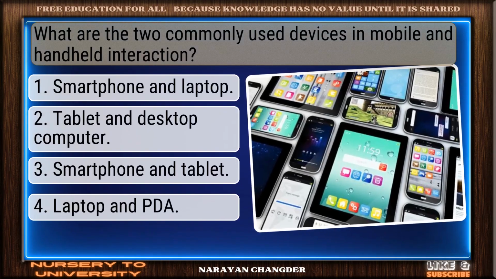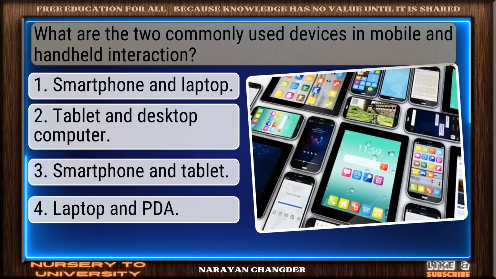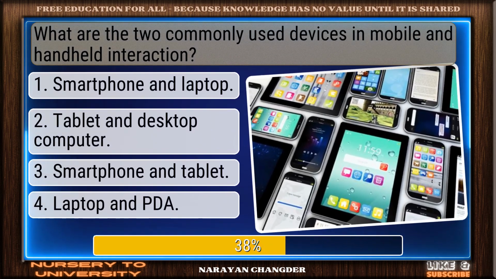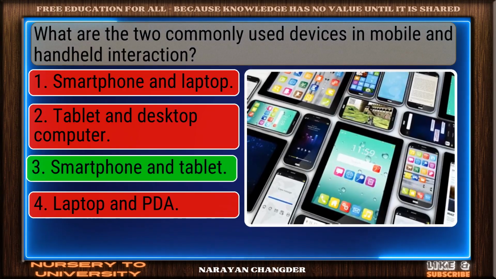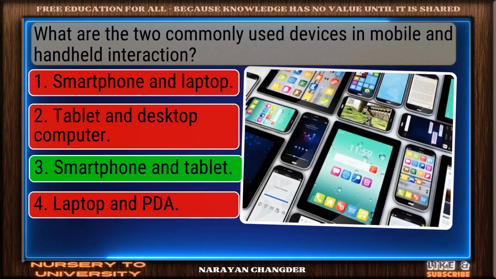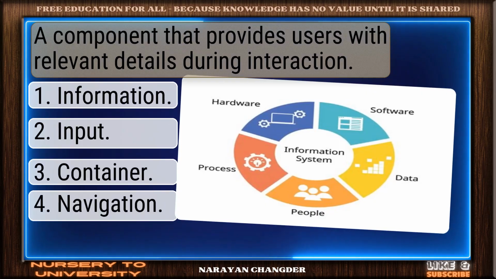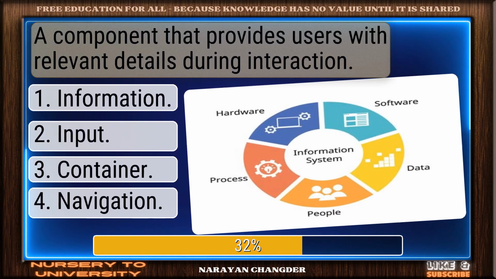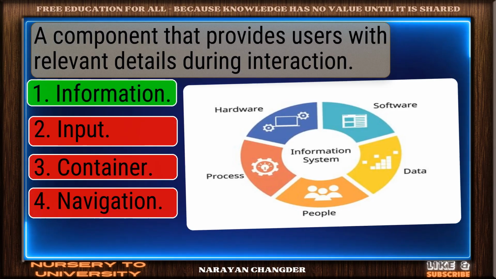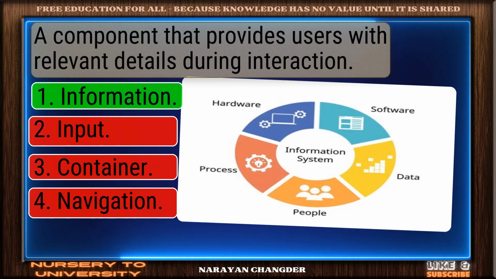Question number 5. What are the 2 commonly used devices in mobile and handheld interaction? On track. Smartphone and tablet is the correct answer. Question number 6. A component that provides users with relevant details during interaction. Right again. Information is a valid answer.